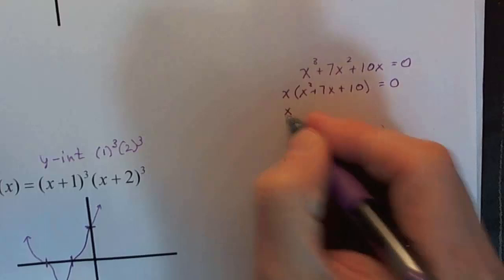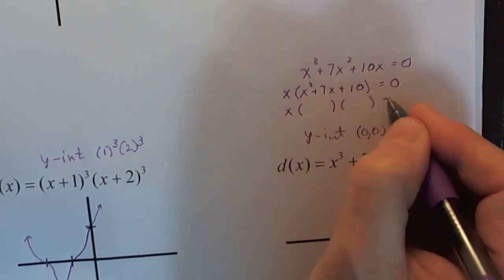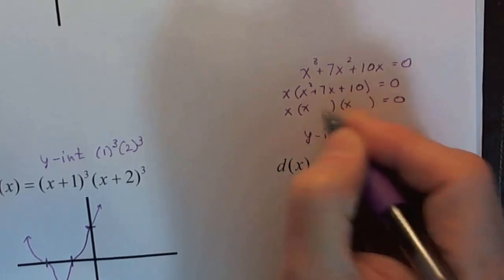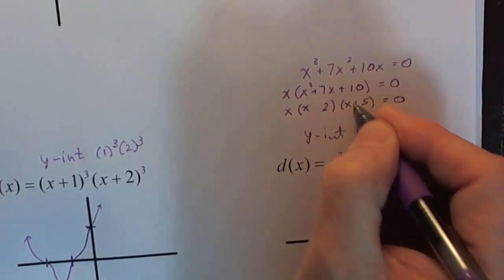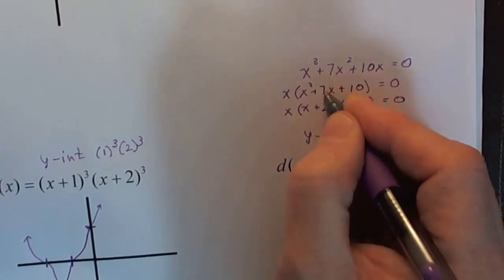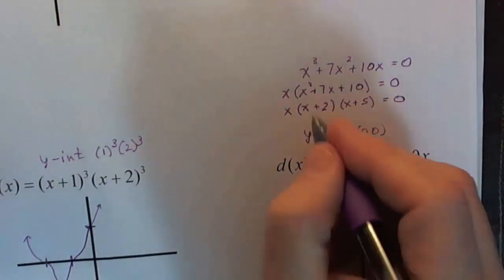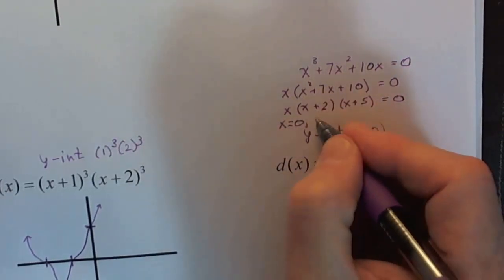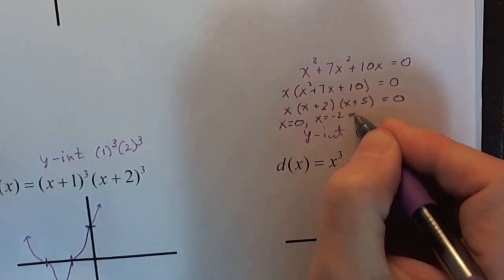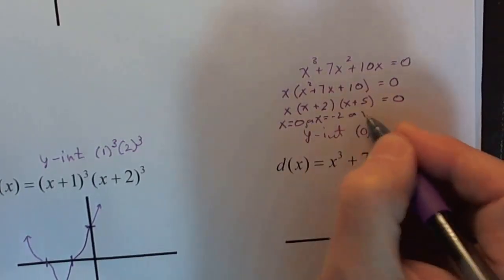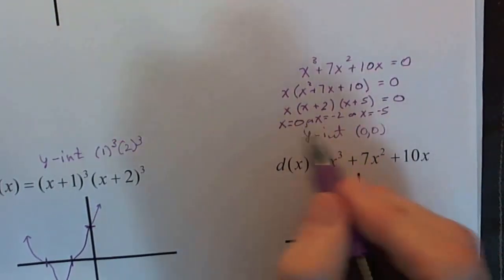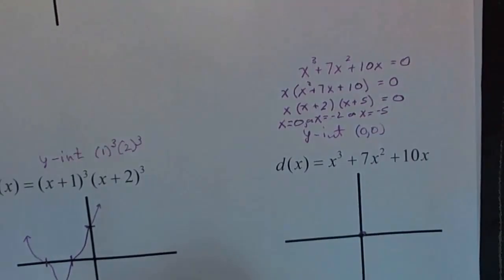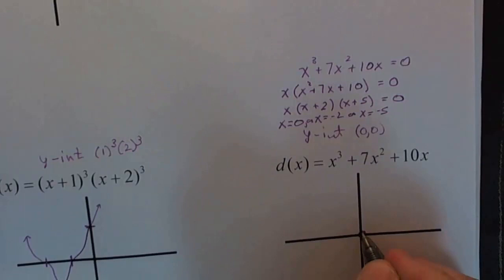And then it turns out I can factor this a little more. I've got x, let's see here, this is going to be 2 and 5. I need what adds to give me 7 and multiplies to give me 10. There you have it. So I get an x-intercept of 0. That's one of my zeros. x equals -2, or x equals -5. So it crosses here, here, and here. So 0, -2, and -5. So here's -2 and -5.